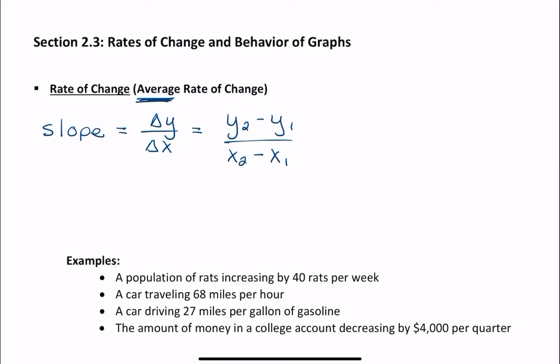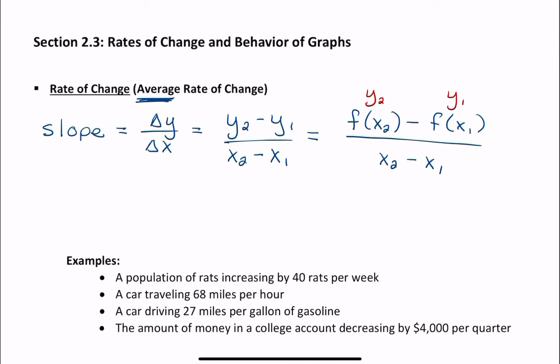Now you might see it in function notation, but don't be scared by this because it's the same thing. If you see f of x2 minus f of x1 over x2 minus x1, that is still the exact same thing. Remember, this is function notation for y2, and this would be y1. So you're still doing y2 minus y1 over x2 minus x1. It's just written in a different way. So these two formulas are the same. Don't let the notation scare you.